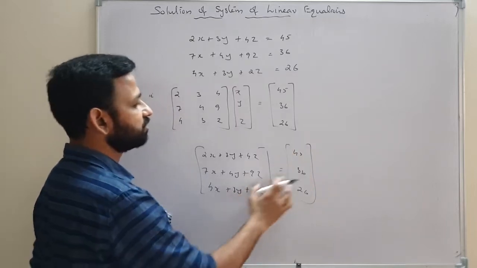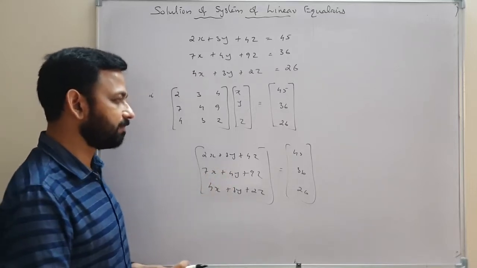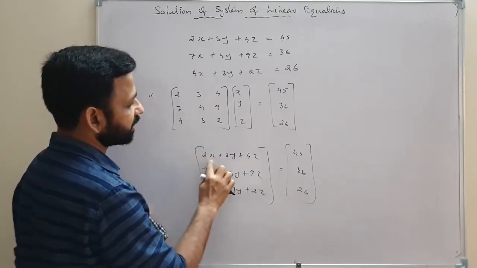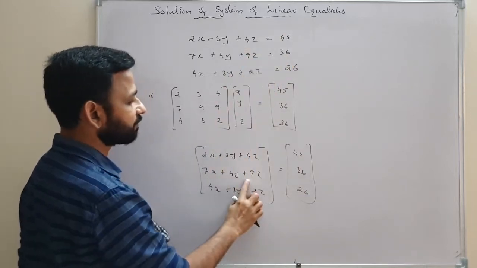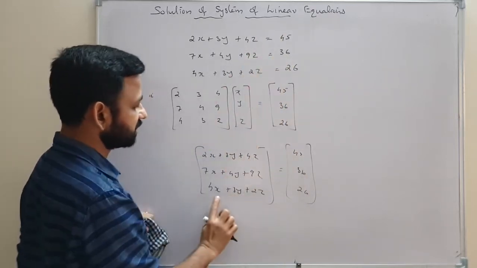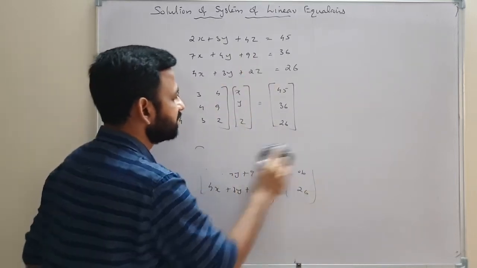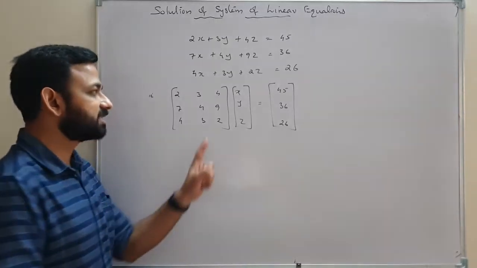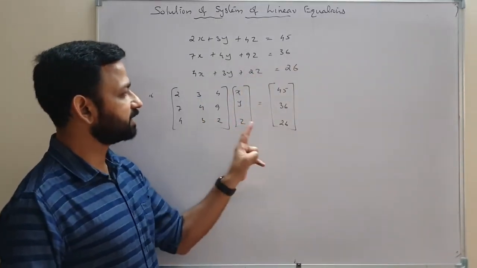Here these two matrices are equal. If two matrices are equal, then their corresponding elements are equal. So we can write 2x plus 3y plus 4z is equal to 45, 7x plus 4y plus 9z equal to 36, 4x plus 3y plus 2z equal to 26. That means these two forms are exactly the same. The first one is linear form and the second one is matrix form.